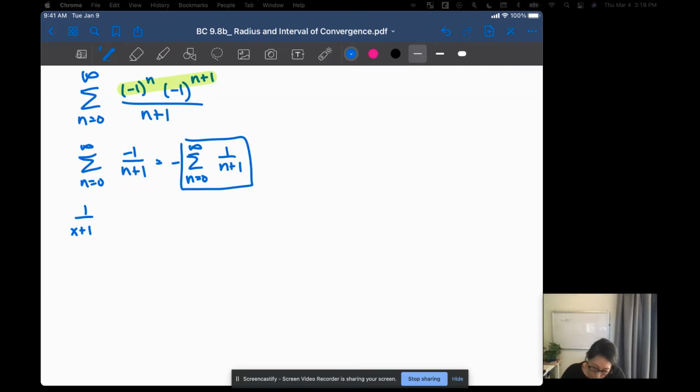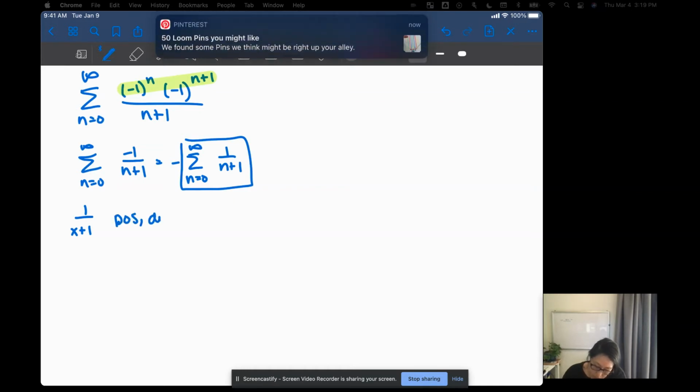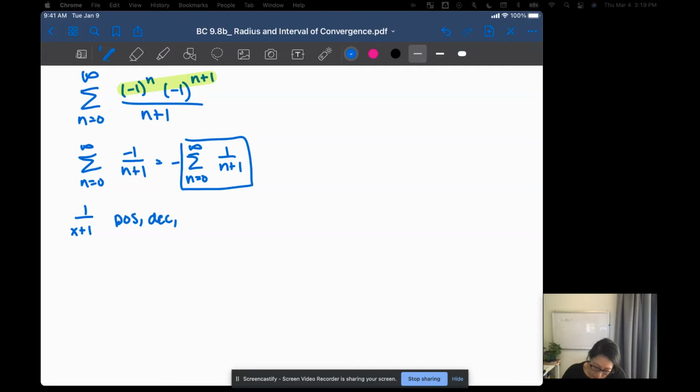So 1 over x plus 1 is positive, decreasing, and continuous on the interval, because it's only not continuous at x equals negative 1. So I have the integral from 0 to infinity of 1 over x plus 1 dx, which is the limit as b approaches infinity of the integral from 0 to b of 1 over x plus 1 dx.